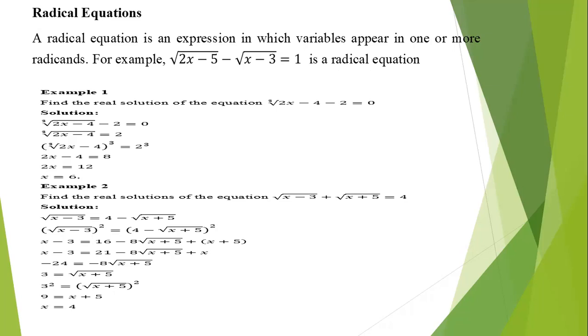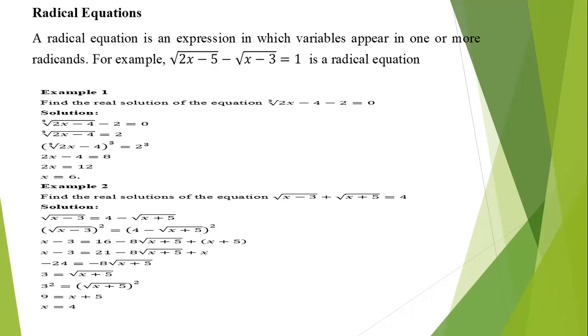What if I have two radical expressions plus a constant? Then that is another way. It will take us to example 2. If you look at this example 2, we want to find the real solution of the equation: square root of x minus 3 plus square root of x plus 5 equals 4. Now, you see that we have two radicals, square root of x minus 3 and square root of x plus 5 equals to 4. Then what am I going to do?